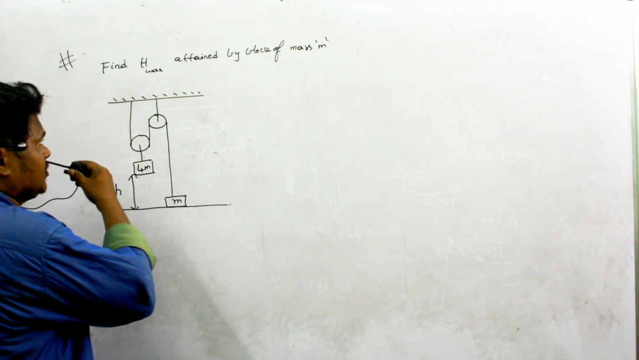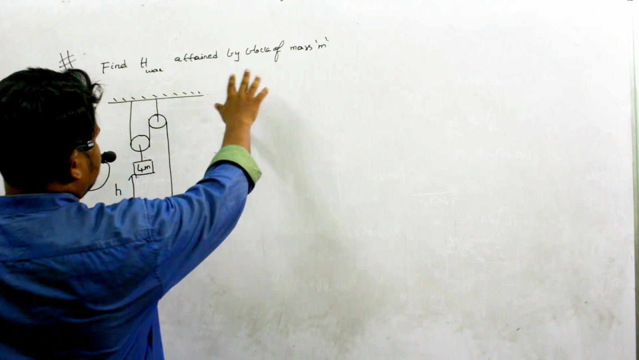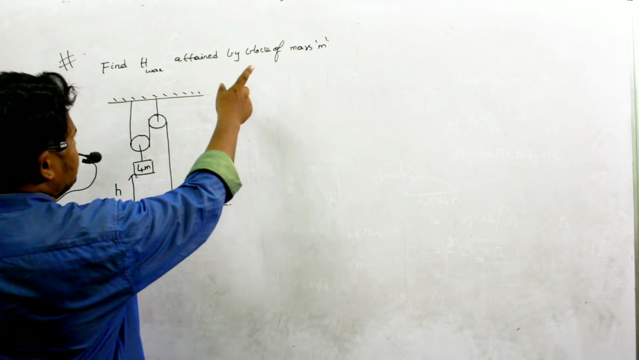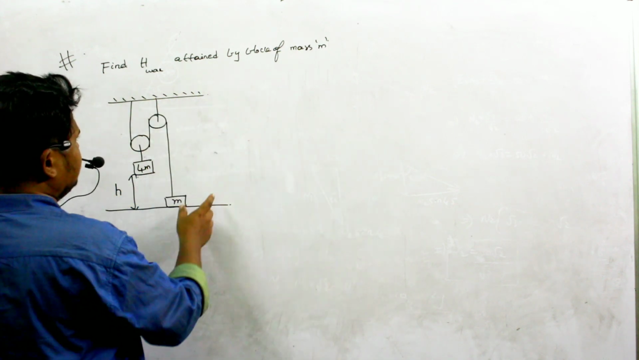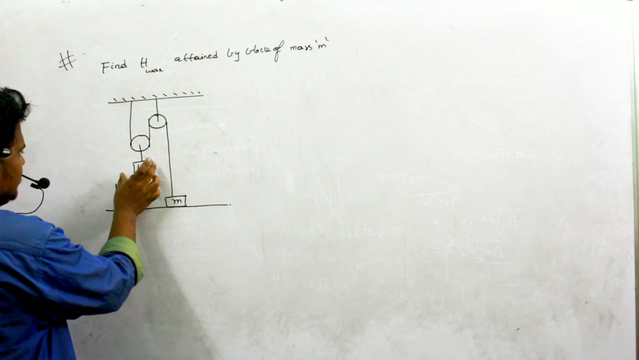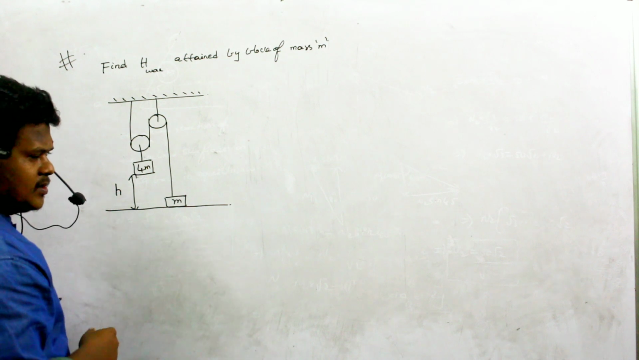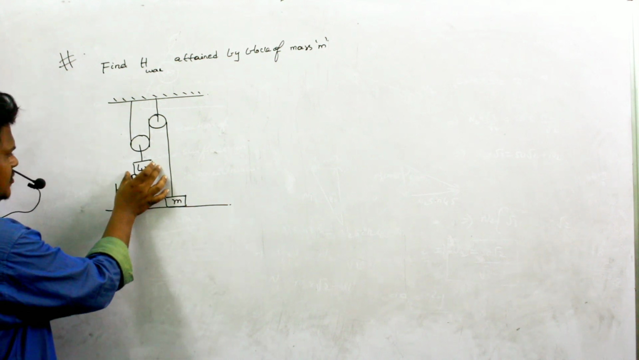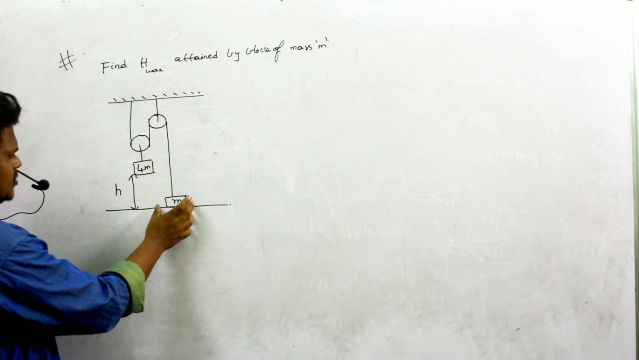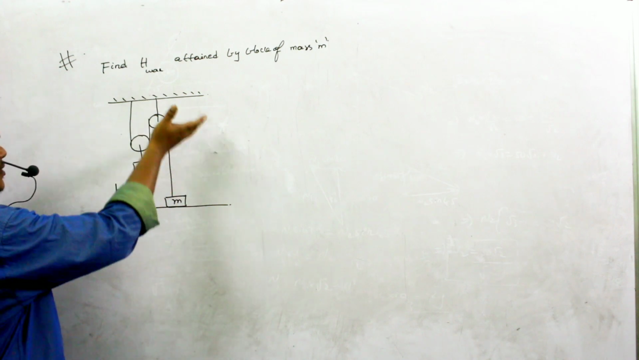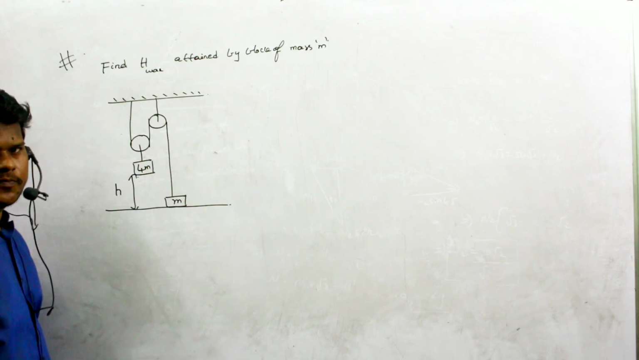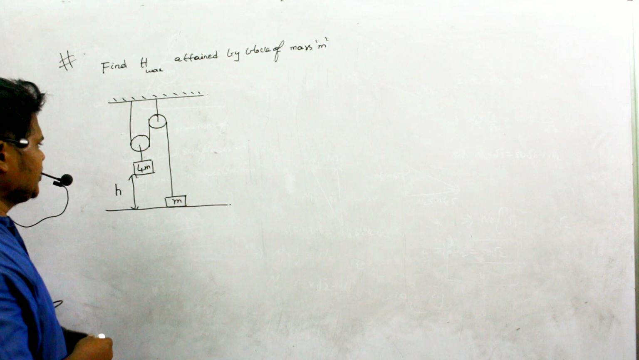So this is the given question here. We are supposed to find out the maximum height attained by the mass m when this 4m falls down from a height of h. That is, by the time this 4m reaches the ground, what is the maximum height this mass can move upwards? That we are supposed to find out.